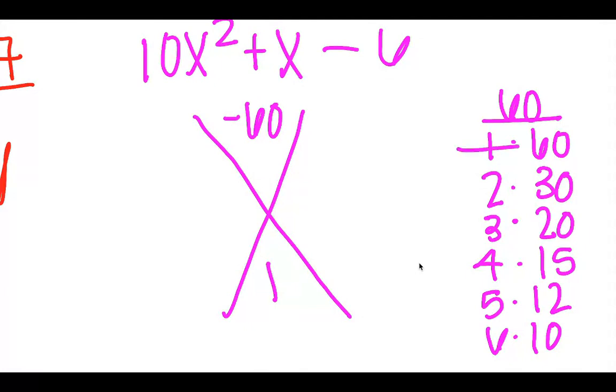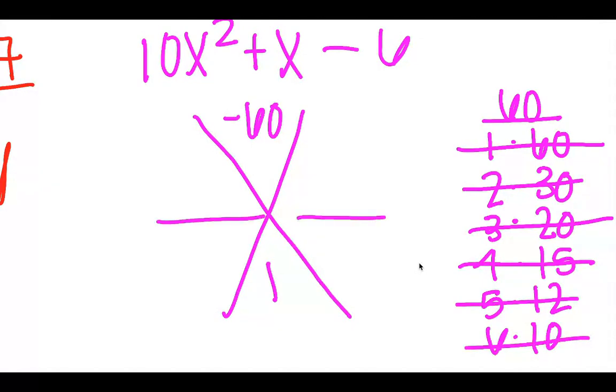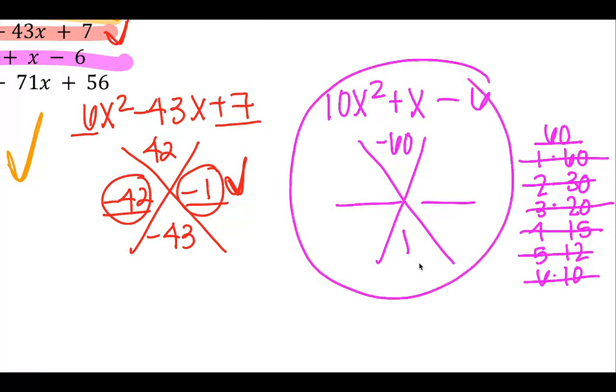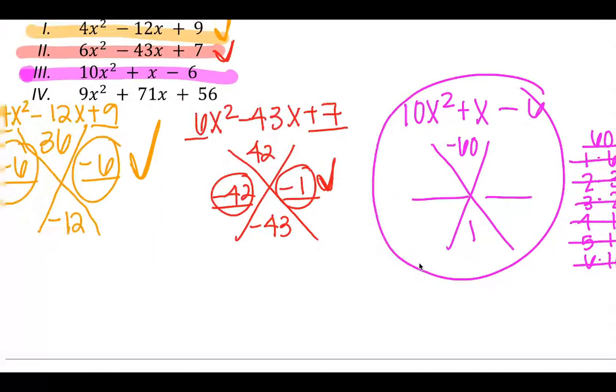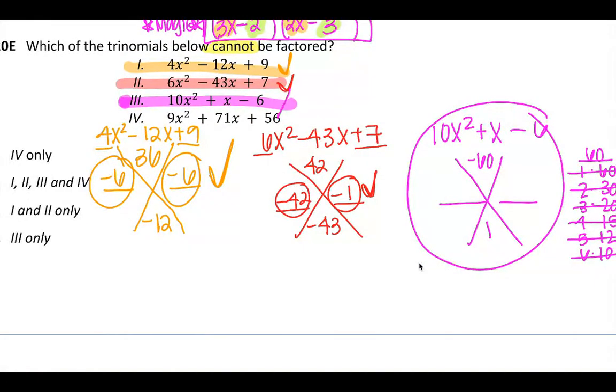I can't do 1 and 60. 2 and 30, there's no way to do that one. No way to do that one. 4 and 15, nope. 5 and 12, no. No. So it looks like this one, I cannot factor. So I think that might be the only one. We're going to say no to that guy.